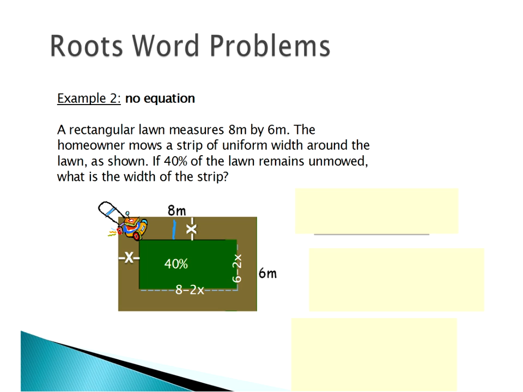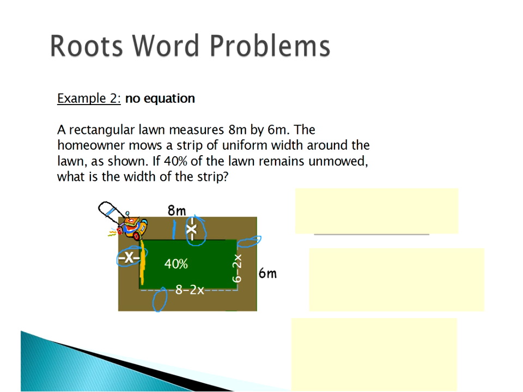First of all, what I want you to recognize is uniform means the same all the way around. So this distance is x, and so is this, and so is this, and so is this. And what that means is this unmowed part has dimensions.